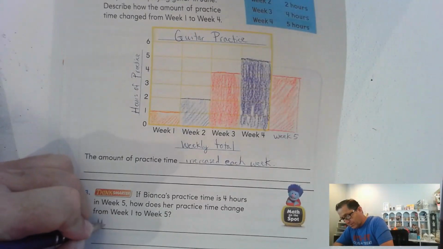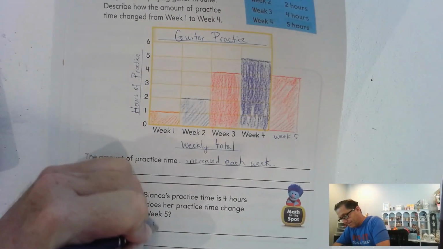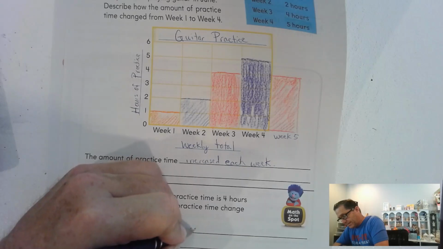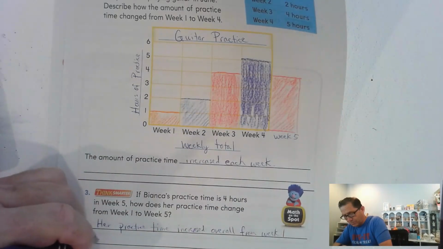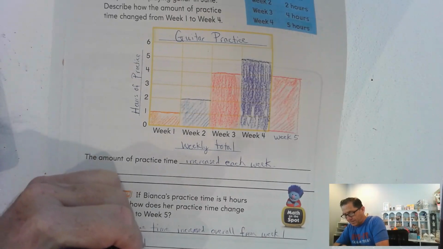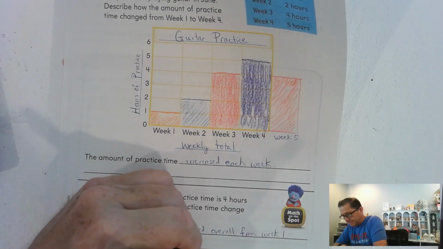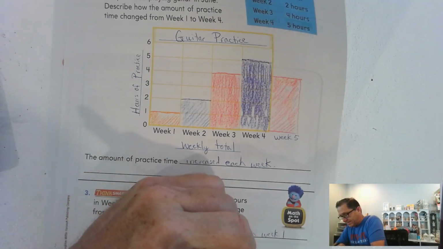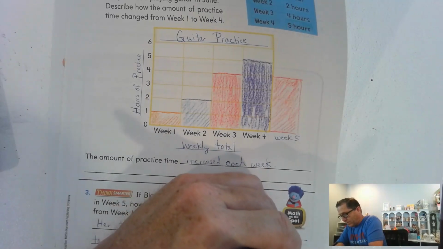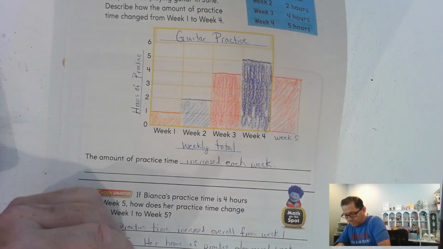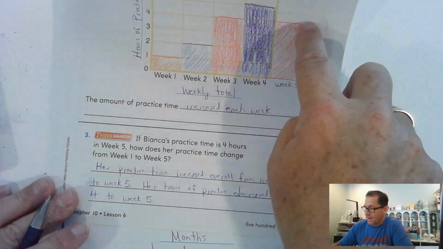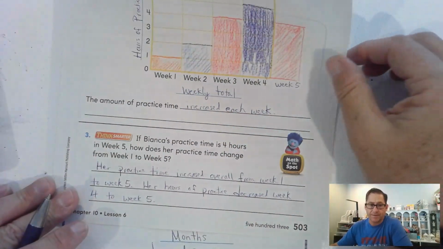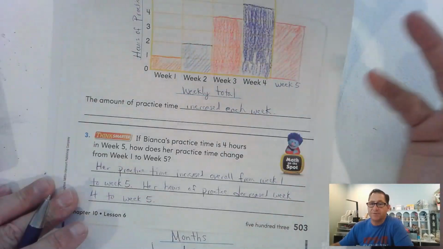So her practice time increased overall from week 1 to week 5. Her hours of practice decreased week 4 to week 5. Okay. So overall, she still increased. Week 1 was 1 hour, but week 5 would have been 4 hours. So that still shows an increase. And if we wanted to just look at 4 and 5, we could say it decreased from week 4 to week 5. All right, page 503.